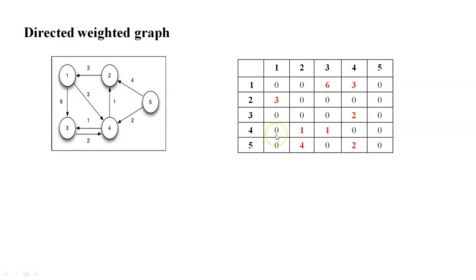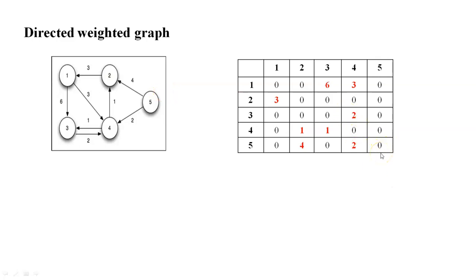We will see another example using vertex 5. So 5 to 1, no direct edge, so 0. 5 to 2, yes, one direct edge is there. So with the cost of 4, you're going to represent 4. 5 to 3, no direct edge, so it is 0. 5 to 4, yes, a direct edge is present with the cost of 2, so represent 2. 5 to 5, no self loop, so it is 0.